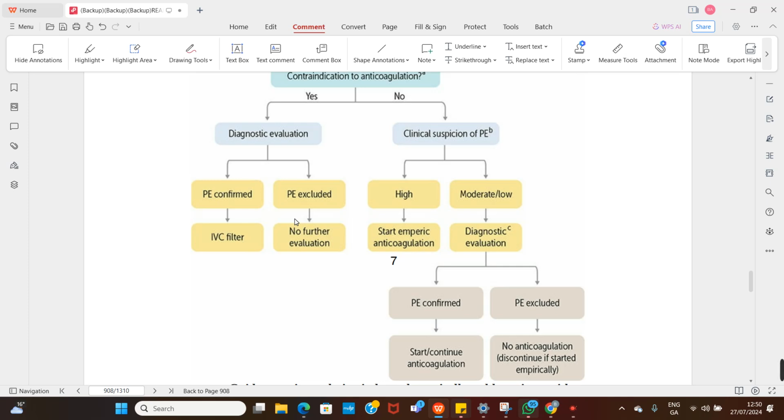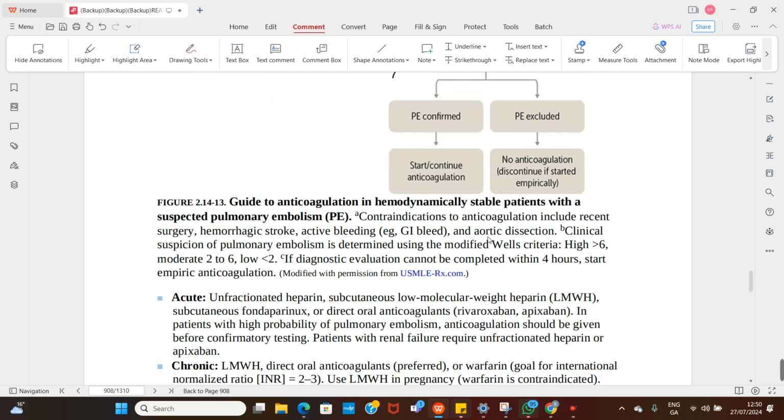So if the person has a contraindication to anticoagulation, then you want to consider your IVC filter. That is after you have done your diagnostic evaluation and you see that this person actually needs anticoagulation, but I cannot give it. So what are you going to do? IVC filter. But if you did your evaluation and you cannot find any PE, leave the person alone.